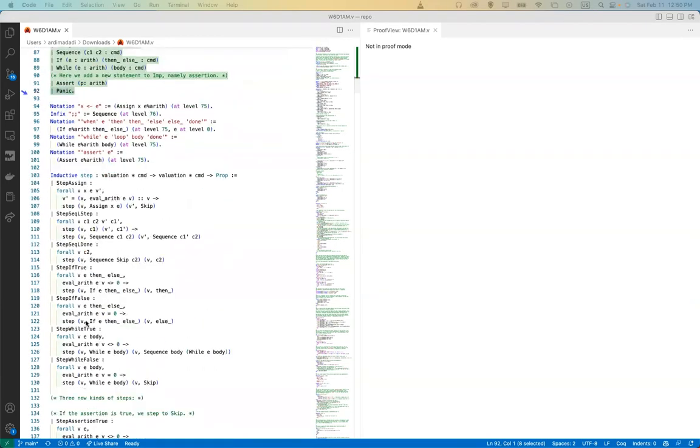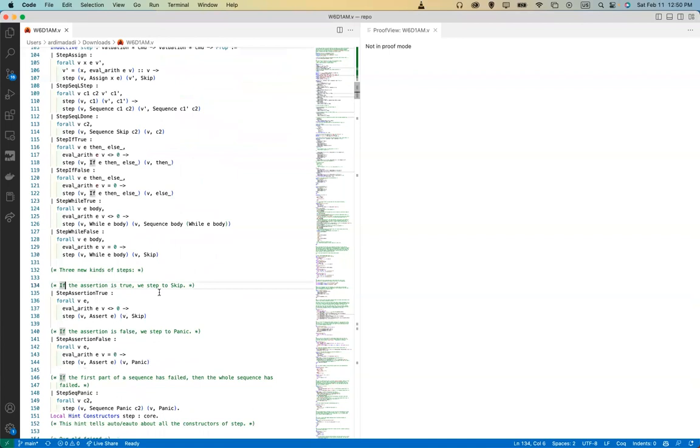So we also added the steps. Here, notice we have added a step for assertion true, a step for assertion false, and we have added our panic.